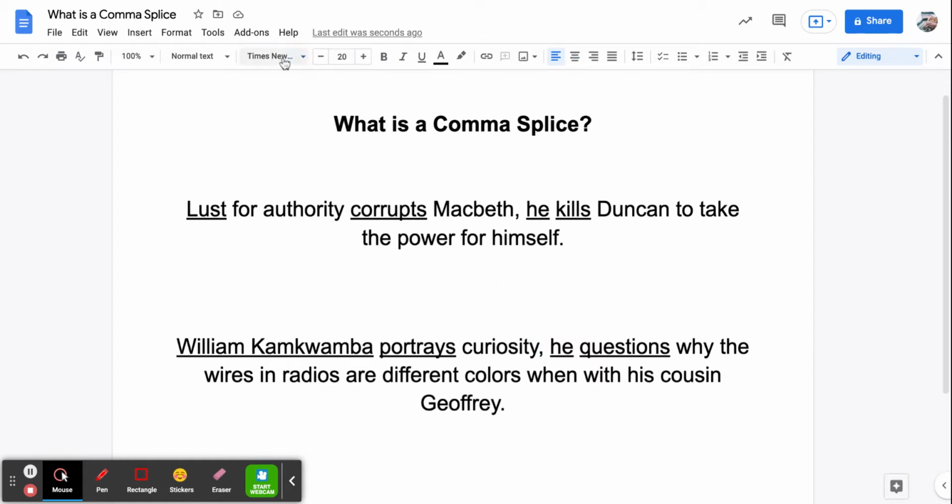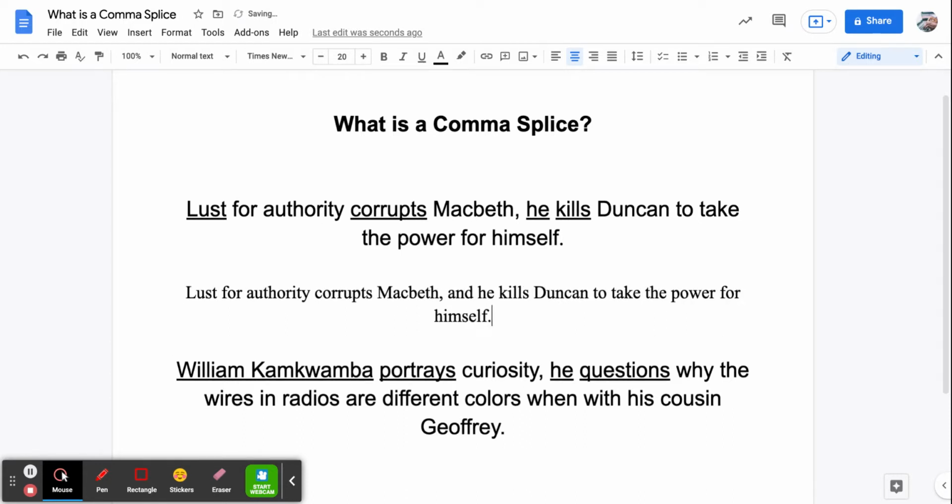Now, the way that we fix a comma splice, you have a few options. Lust for authority corrupts Macbeth, and he kills Duncan to take power for himself. If you add a conjunction, you can keep the comma. You may remember that sometimes we abbreviate all of our conjunctions with the word FANBOYS: for, and, nor, but, or, yet, so.